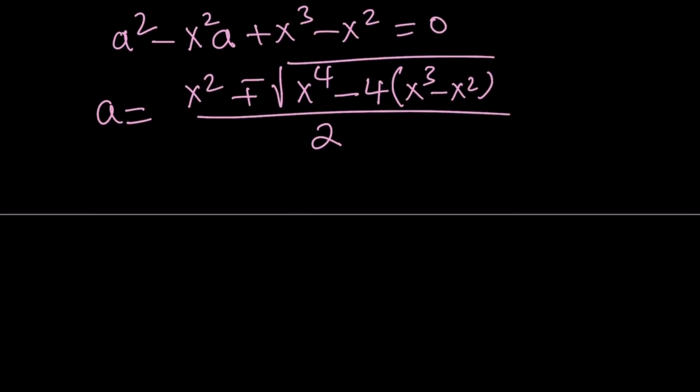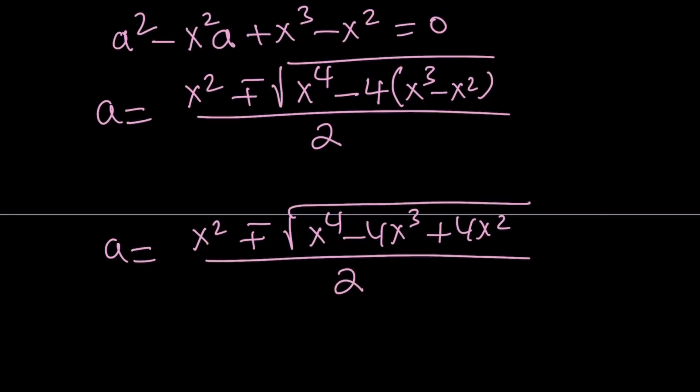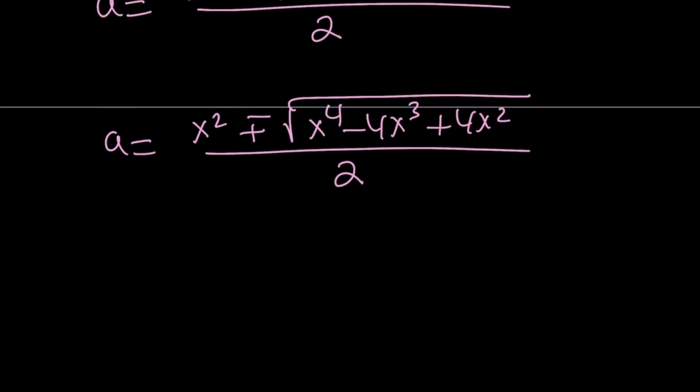Now let's simplify this a little bit. If you expand, you get x squared plus minus the square root of x to the 4th power minus 4x cubed plus 4x squared. I definitely know this is overkill, but it's important. Now, we can take out an x squared, and if we do, we get x squared minus 4x plus 4, which is x minus 2 quantity squared.